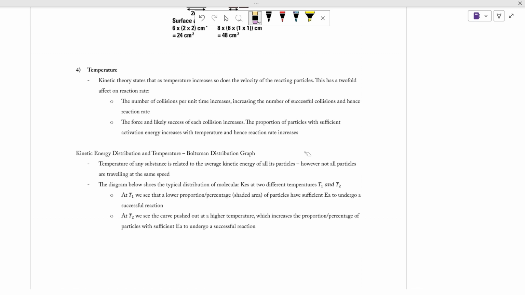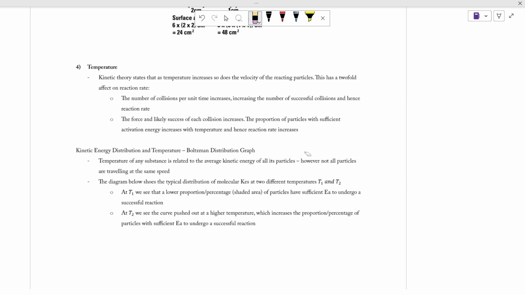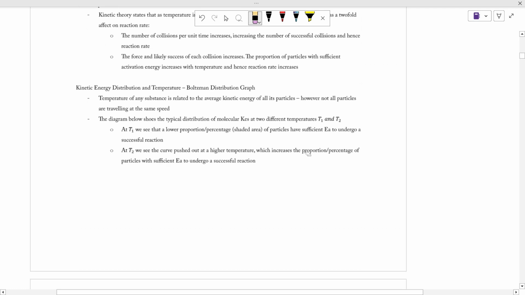Once again, so through increasing temperature, you're basically increasing the average activation energy for each reactant in that reaction. Going a bit deeper, you can also have a look at the kinetic energy distribution and temperature. This is also represented by the Boltzmann distribution graph.